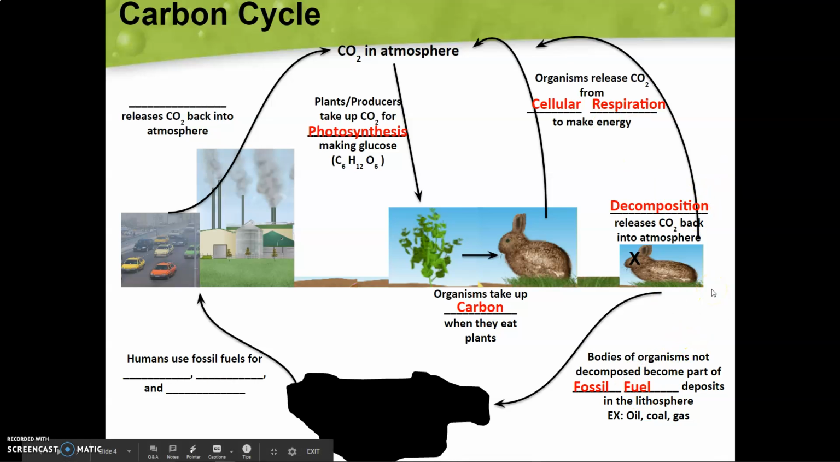Bodies of organisms that are not decomposed become part of what we call fossil fuel deposits, or oil, coal, gas. And then it's going to be in that lithosphere that you learned in the first section. Humans are using these fossil fuels for energy, heat, and gas. So that's why we rely on fossil fuels for our energy, heat, and gas. And then combustion is releasing that carbon dioxide back into the atmosphere. So you can see this cyclical pattern for the carbon cycle. And remember to fill in these red vocab words on your notes.